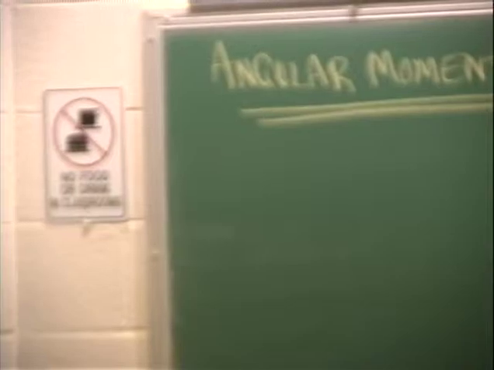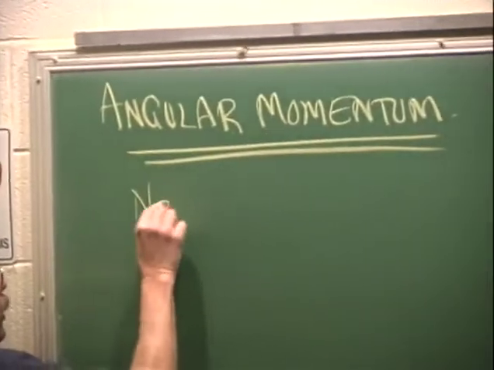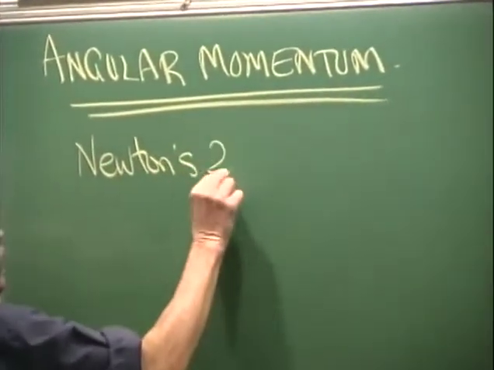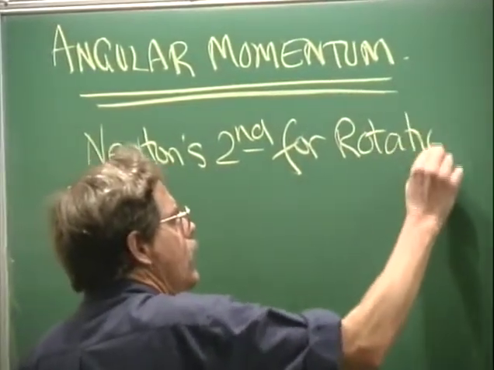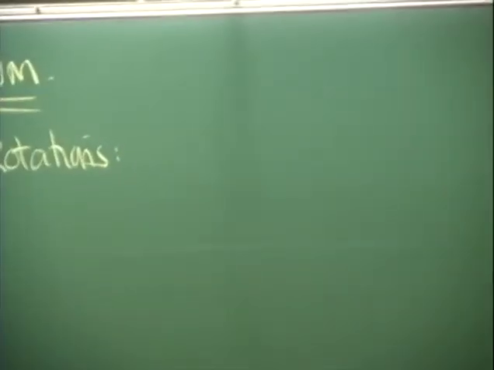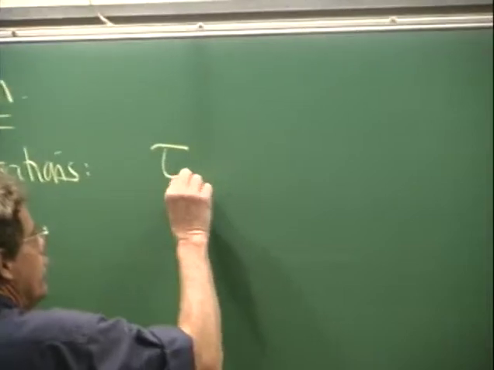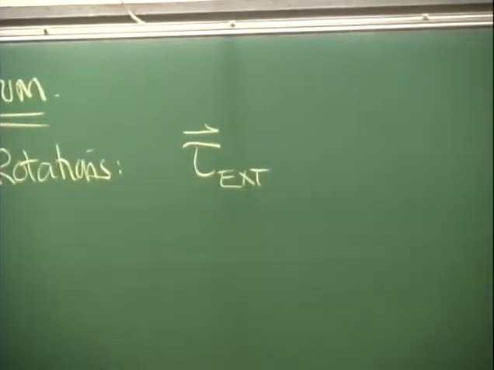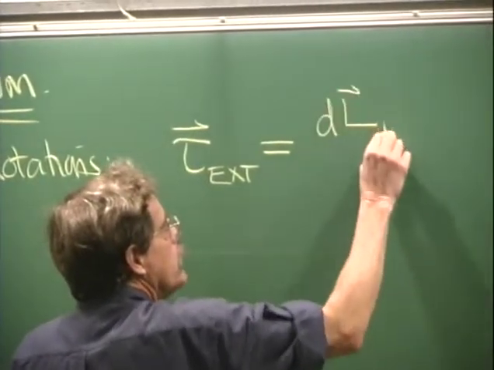In particular, the conservation of angular momentum, which runs as follows. So let me remind you of Newton's second law for rotations. In the form that I had worked it out last time or the time before, it says that the total external torque acting on a system, internal torques don't count, is the rate of change of the total angular momentum.